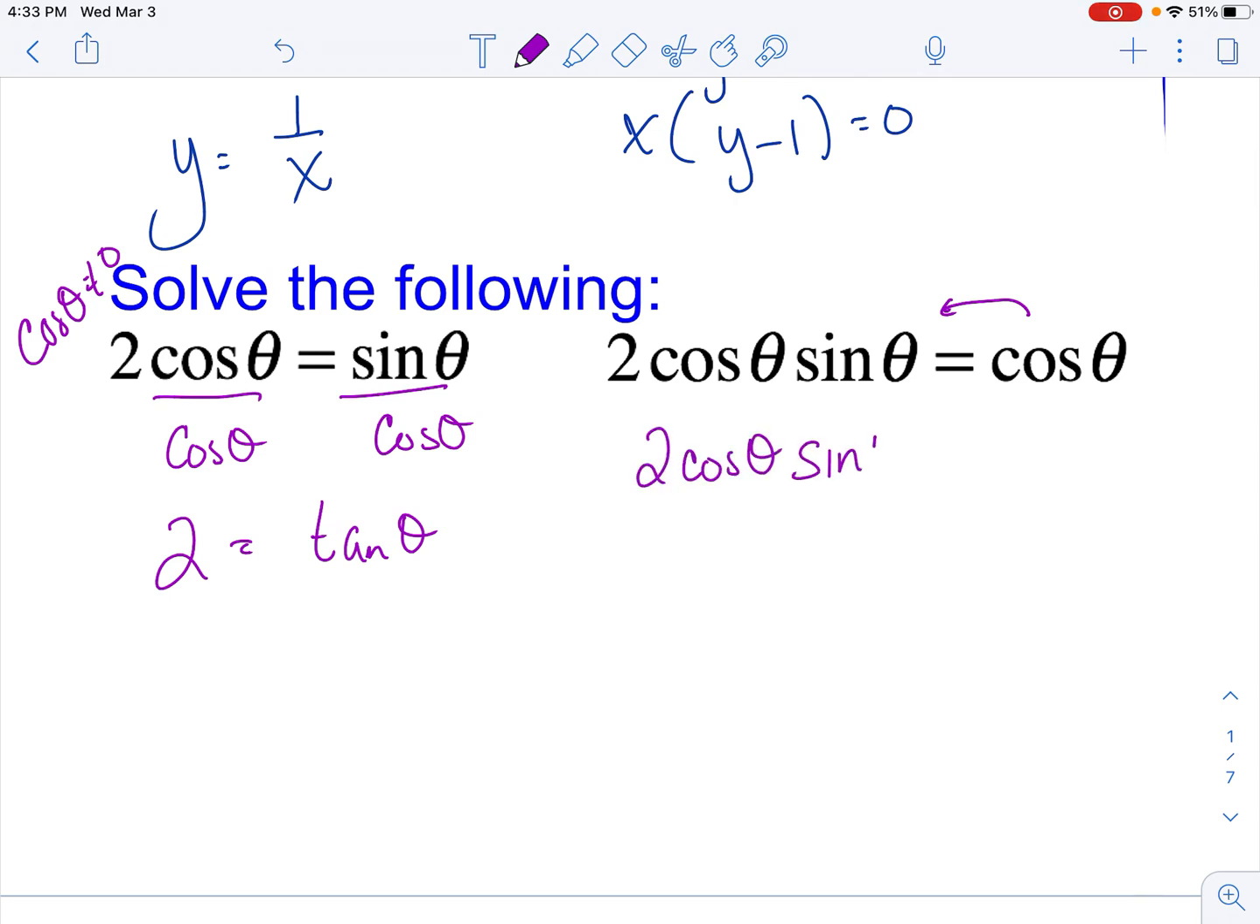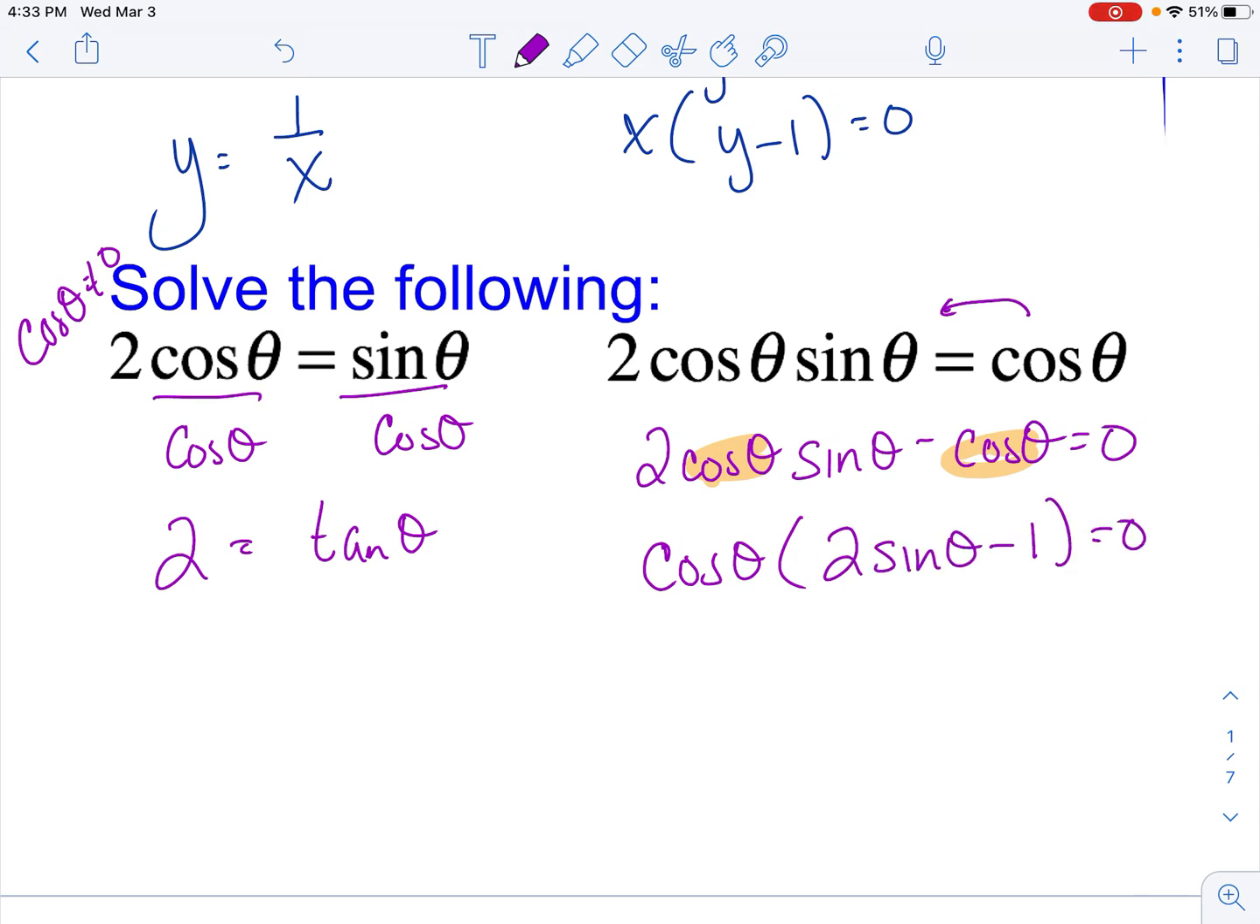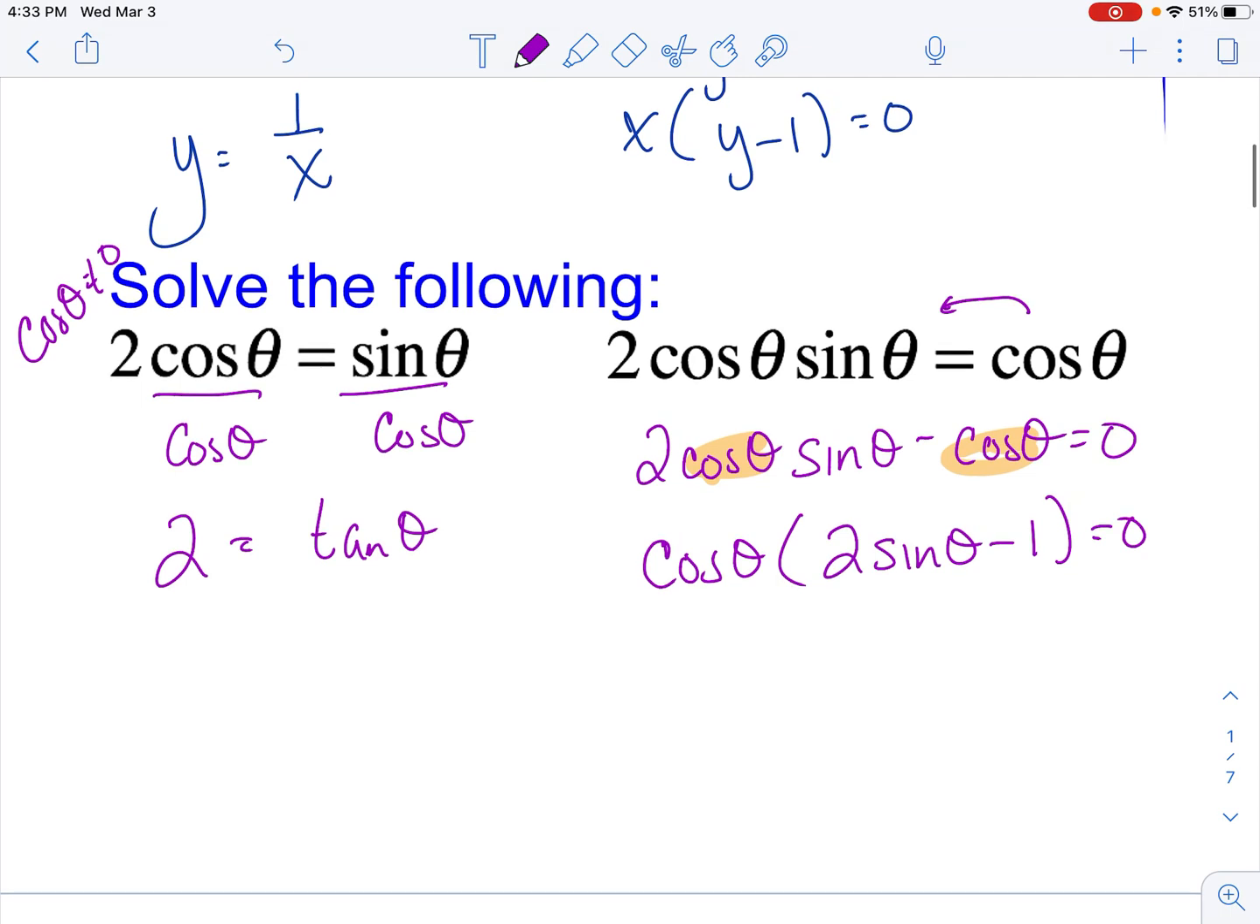So it'd be 2 cosine theta sine theta minus cosine theta equals 0. And then notice you have a cosine in both, so we could solve this by factoring. We could pull out a cosine theta. We get 2 sine theta minus 1 equals 0. And then we can continue and solve from there. Okay, so you can divide both sides by cosine if that cosine does not get eliminated.